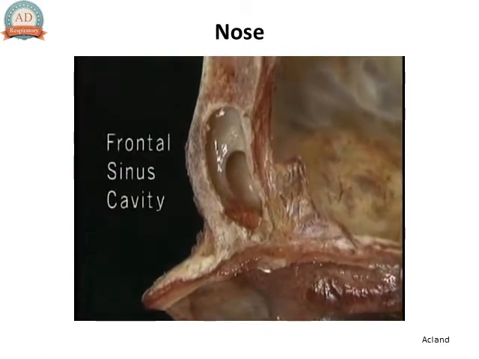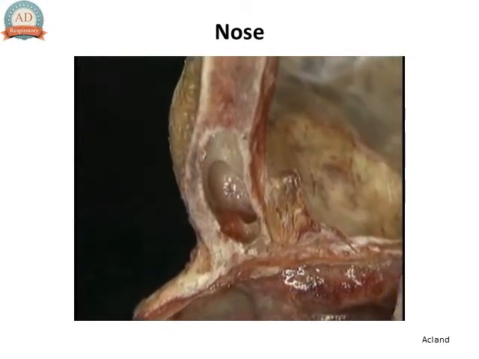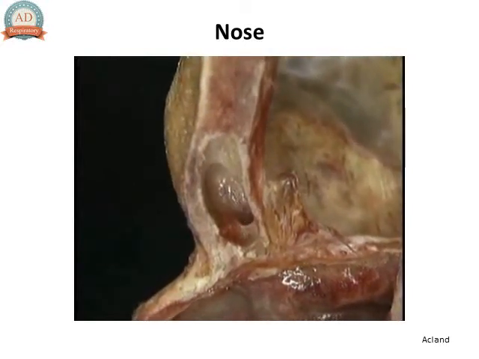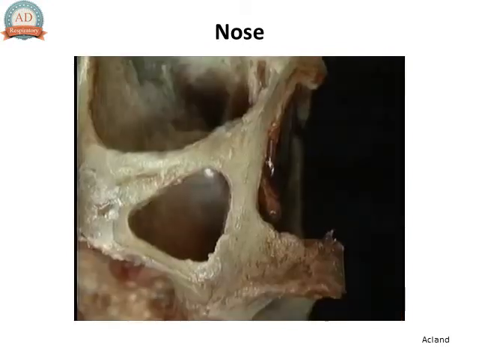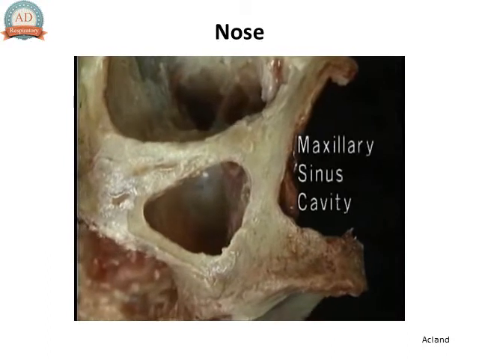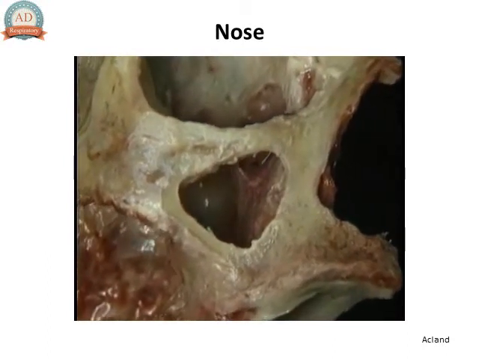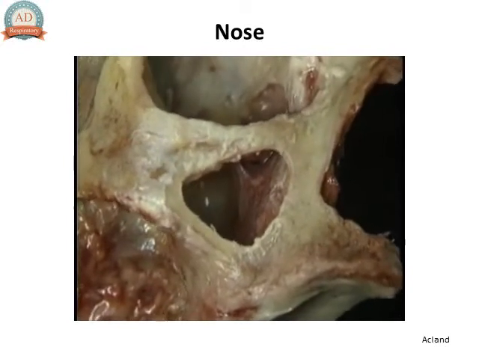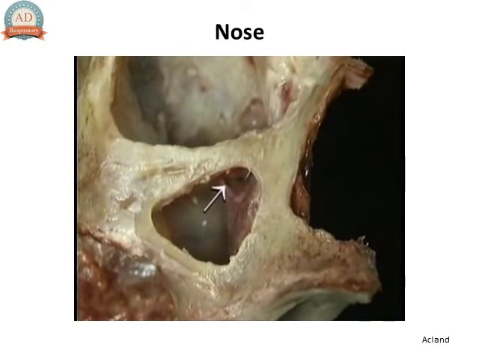Here's the frontal sinus cavity in a different specimen. The opening to the frontonasal duct is behind here. Here's the maxillary sinus cavity, opened from in front. The opening from the sinus into the infundibulum is all the way up here on the medial wall.